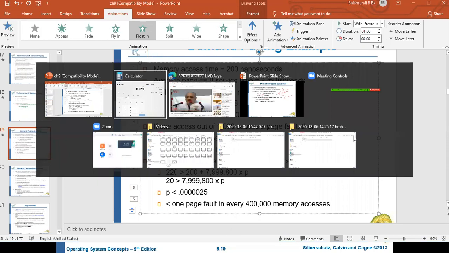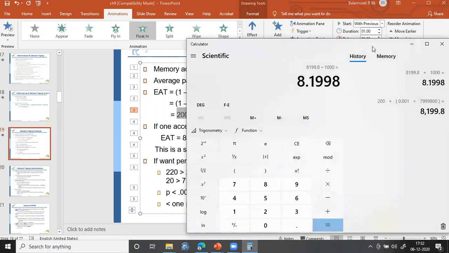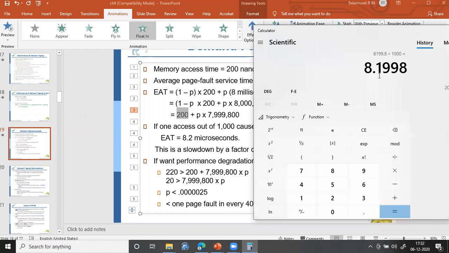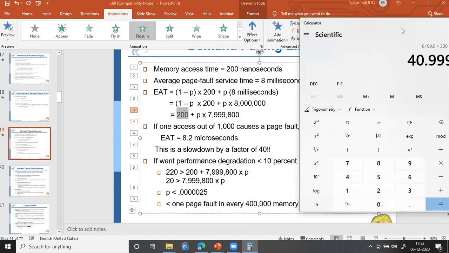But now we got 8,199.8 nanoseconds. Just divide it by 200, which is the ideal case. What you get is 40.99. So approximately there is a slowdown by a factor of 40, which is not acceptable.